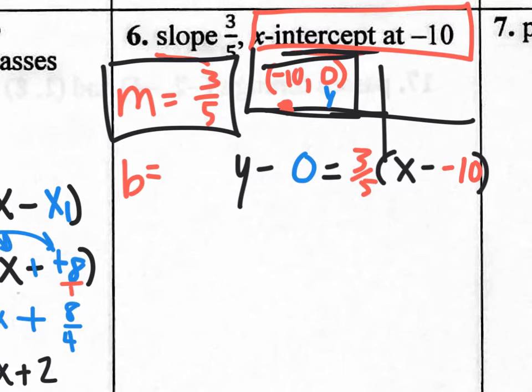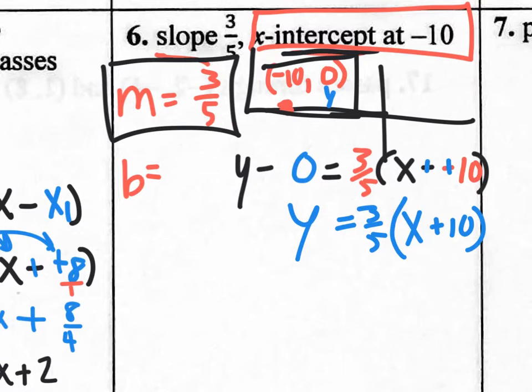And ladies and gentlemen, when we work this out, we end up with a plus right here. So you have an x plus 10 inside the parentheses. Outside of the parentheses, you have a 3/5 equals, and y take away 0 is simply y. Now, we would be done if they would say to leave it in point slope form, but they specifically want slope-intercept form. Slope-intercept is y equals mx plus b.